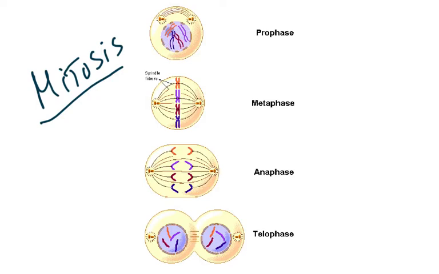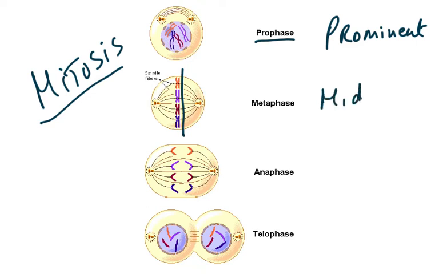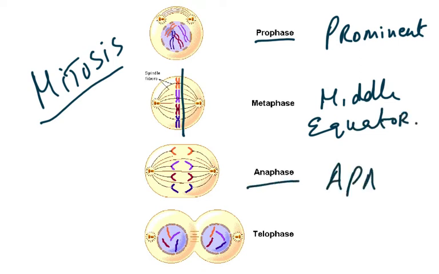Let's just quickly revise mitosis. So in mitosis, the first phase is prophase, and as I always tell you, think prominent. Prominent means that the chromosomes have shortened and condensed, so they become more prominent. In metaphase, I always say this is the middle. The word middle is not to be used, we use the word equator for it, but just to remember it, metaphase, middle. Then anaphase, they move apart. A for anaphase, A for apart.